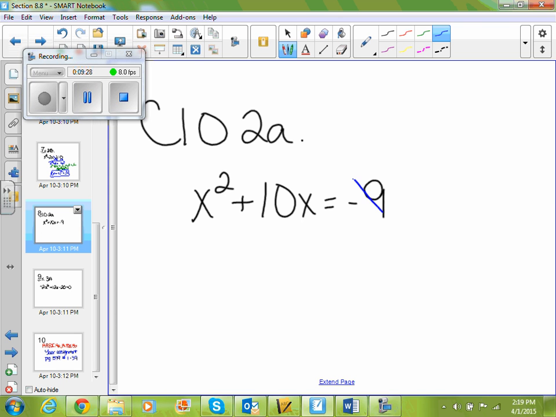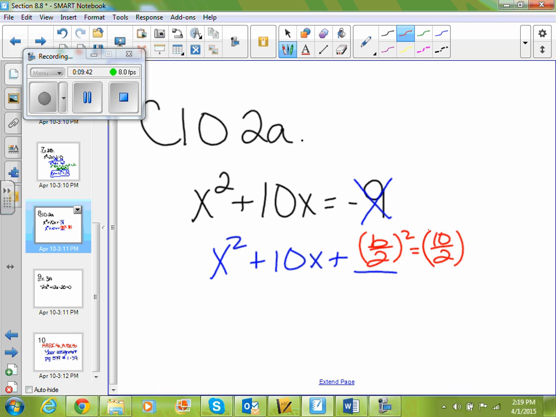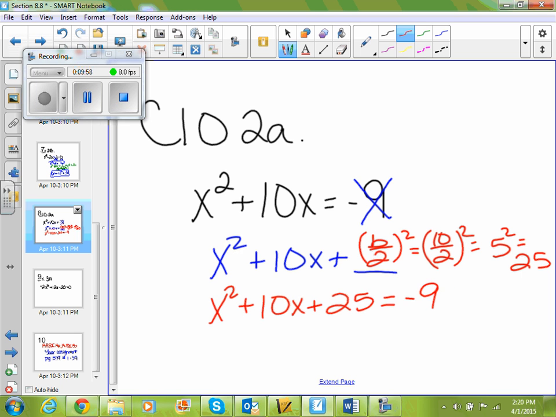Okay, so cross out the 9 for now. Okay, so let's find our blank. So (b over 2) squared. 5 squared equals 25, okay? So x squared plus 10x plus 25 equals negative 9 plus 25, because you have to put the plus 25 on both sides. And we bring back the negative 9.